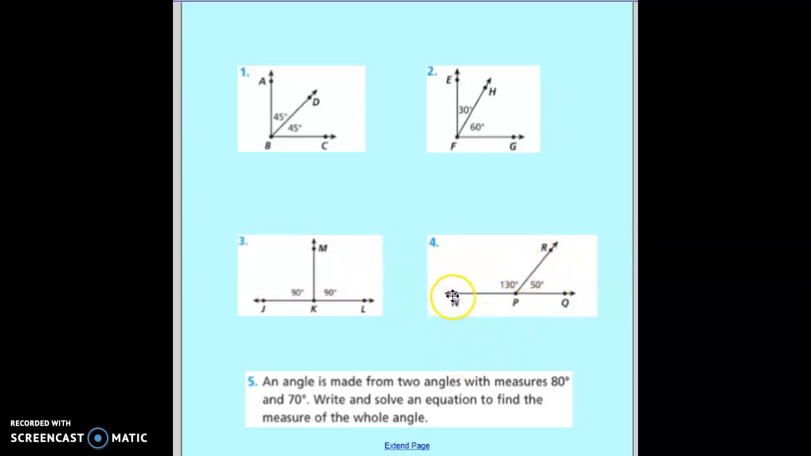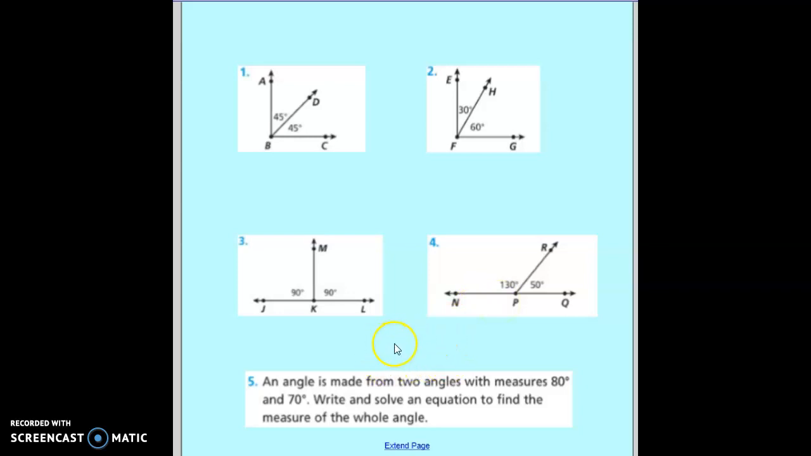Number 4, angle NPR. Wow, that's an obtuse angle. That's 130 degrees. Angle RPQ is 50 degrees. So that means angle QPN is 180 degrees. Oops, Q, P, N. 130 plus 50, there's another straight angle for 180 degrees.